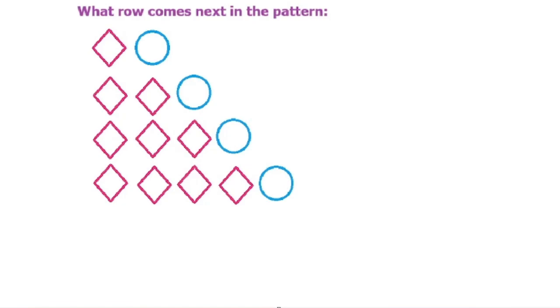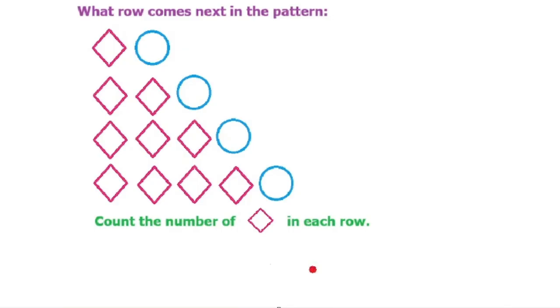In this video, we're going to learn a little bit more about repeating patterns. So if we have a problem like this that says, what row comes next in the pattern? And we could see a diamond and a circle, 2 diamonds in a circle, 3 diamonds in a circle, 4 diamonds in a circle.